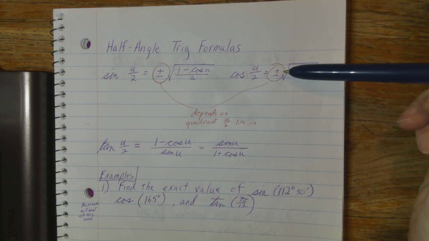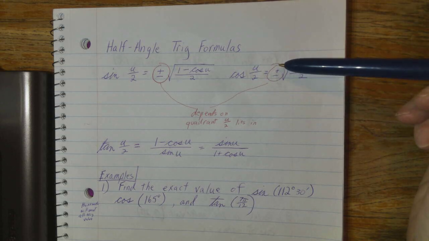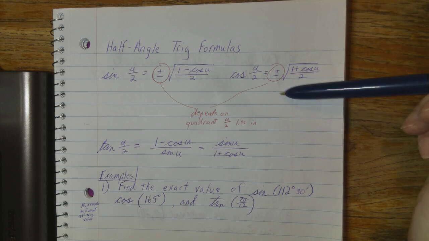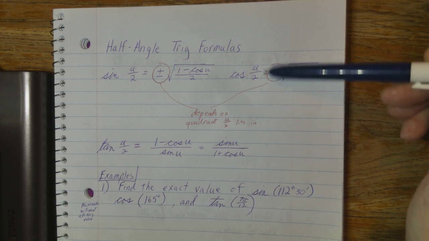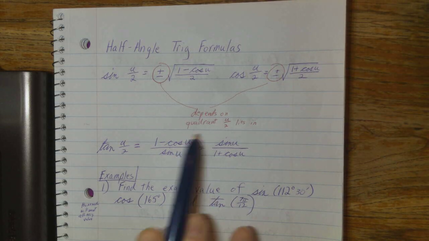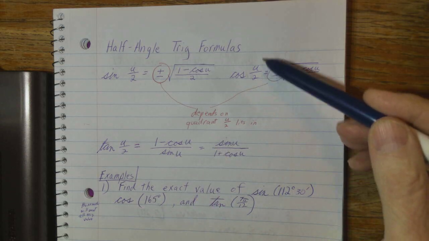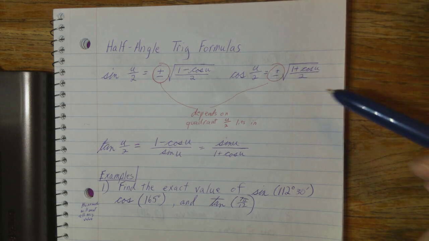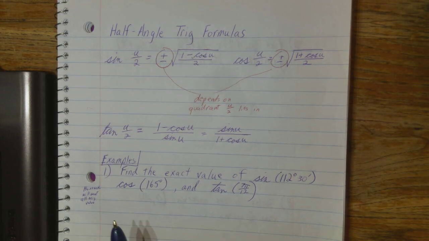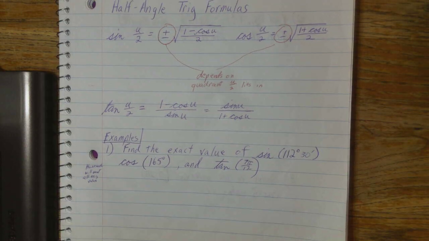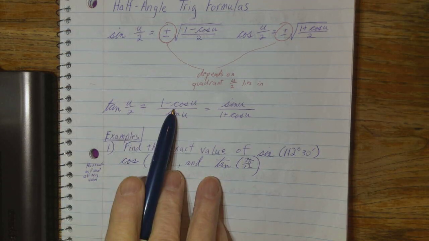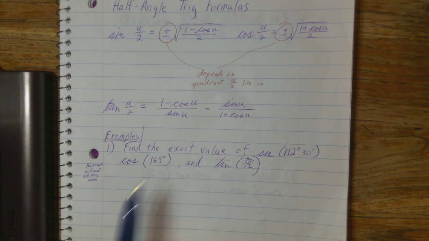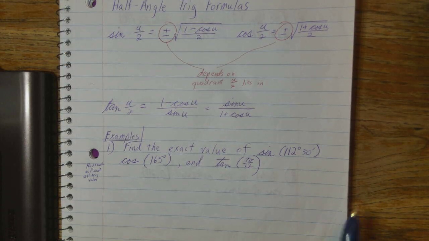And then cosine, if u over 2 is in the first or fourth quadrant, it's positive. If it's in the second or third quadrant, it's negative. So it just depends on where that lies. So cosine of u over 2 is the same as sine, except instead of a minus here, you got a plus here. Then you've got two identities here for tangent: 1 minus cosine of u over sine of u, or sine of u over 1 plus cosine of u.